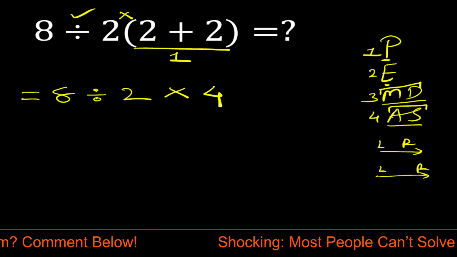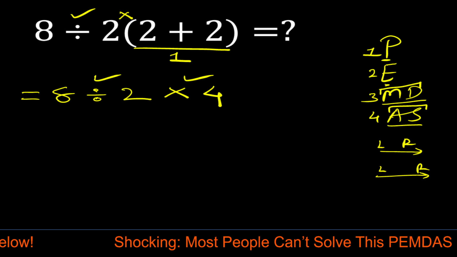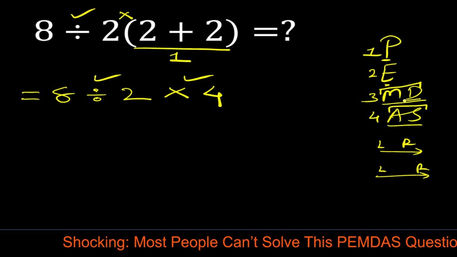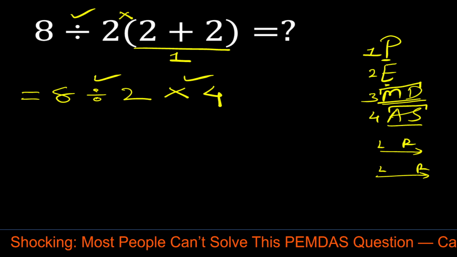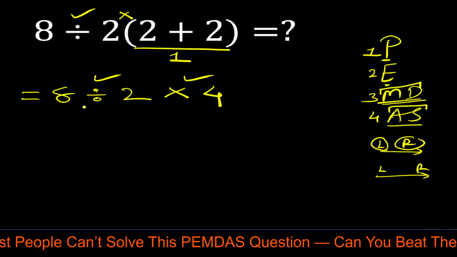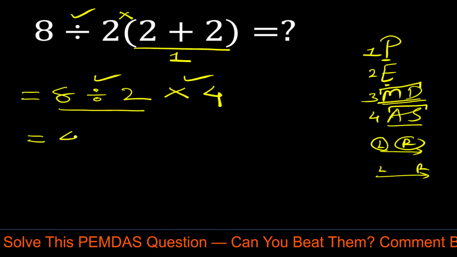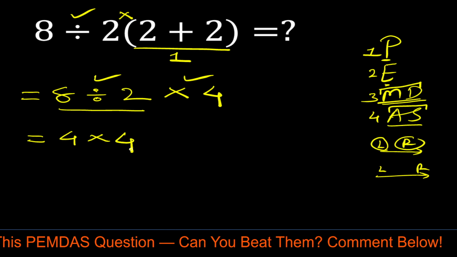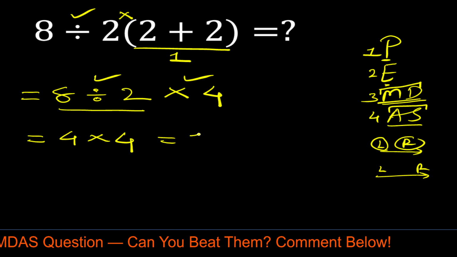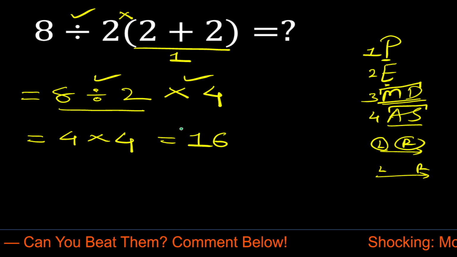So times 4, right? Now here we have division and here multiplication. So multiplication and division both have equal priority. So we have to solve it from left to right. So first we have to solve this division. So 8 divided by 2 is equal to 4 times 4. So now 4 times 4 is equal to 16, right? So the correct answer is 16.